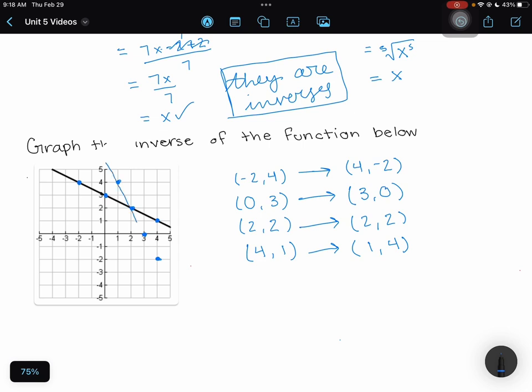So we should get the same type of shape of our line, it's just going to be oriented in a different direction. So this one takes a steeper slope when we switch it. So you can do that with any shape, no matter what it is. Find 3 or 4 points, and then you're going to switch the x and y value to get the new points.